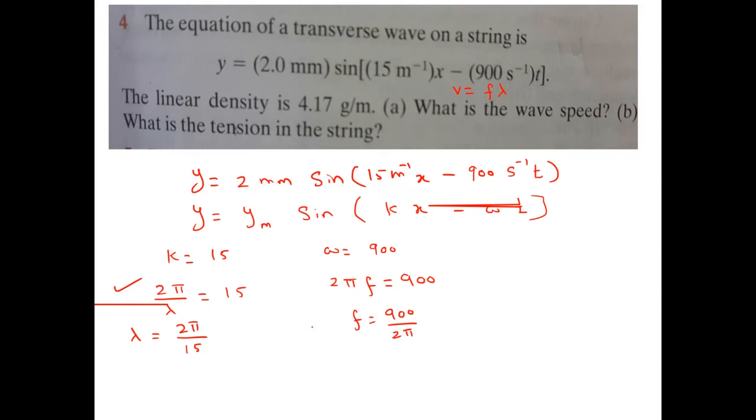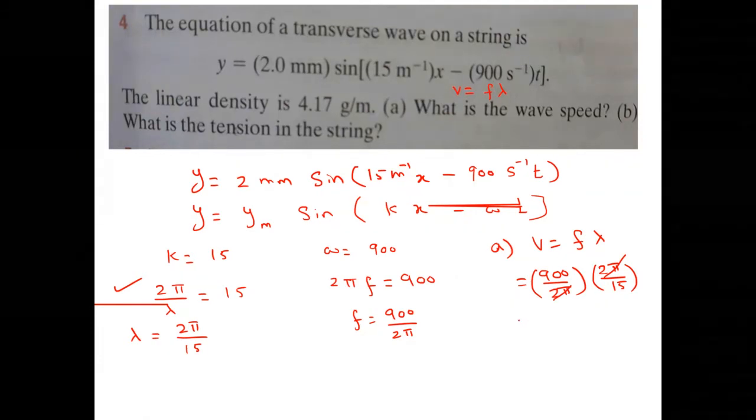Now we have the information of lambda and frequency, so I am going to find the answer for the first question. Speed is equal to frequency multiplied by lambda. My frequency value is 900 over 2 pi, multiplied by my lambda value, 2 pi over 15. I can cancel this 2 pi with 2 pi. Therefore, 900 over 15 is equal to 60. Am I right?